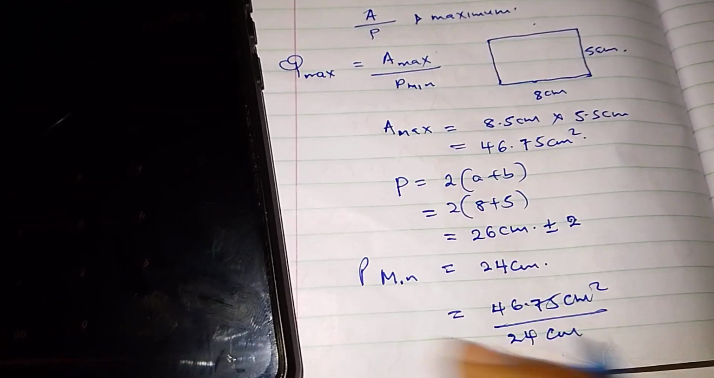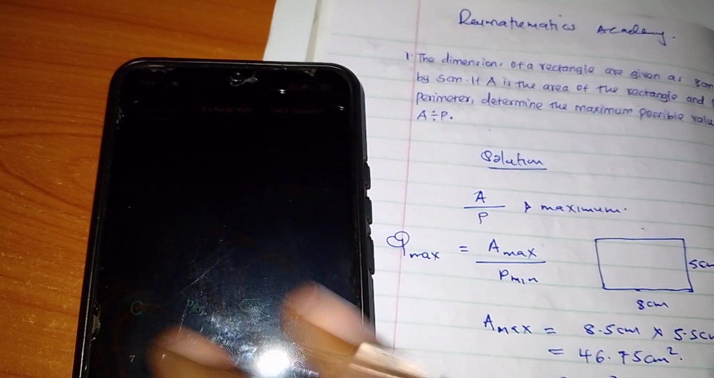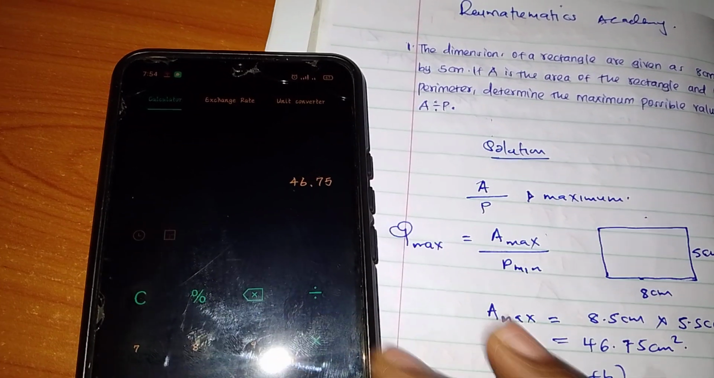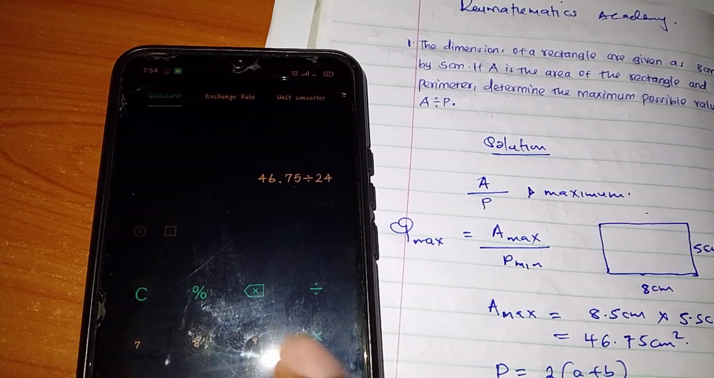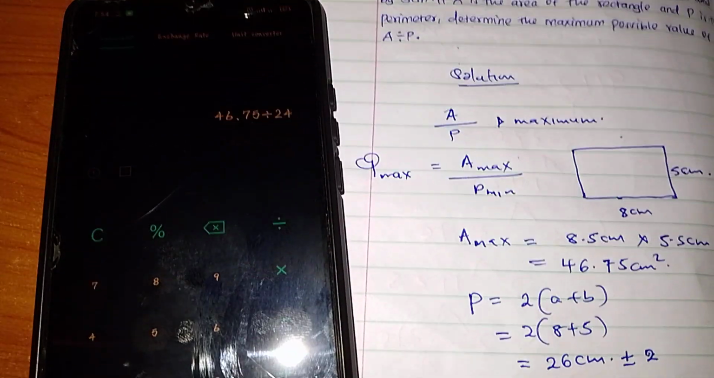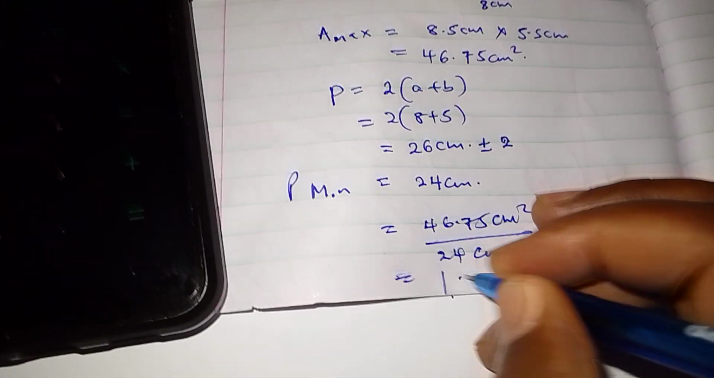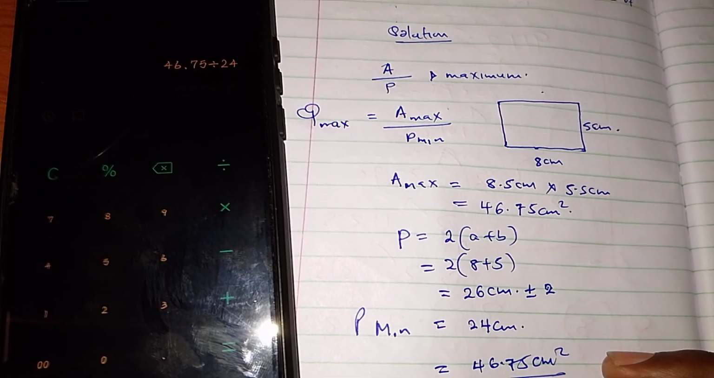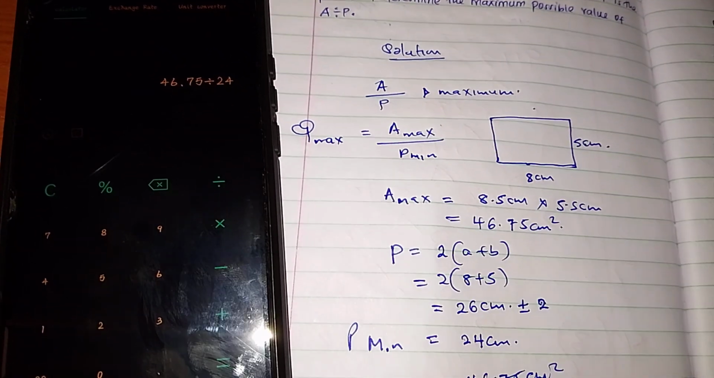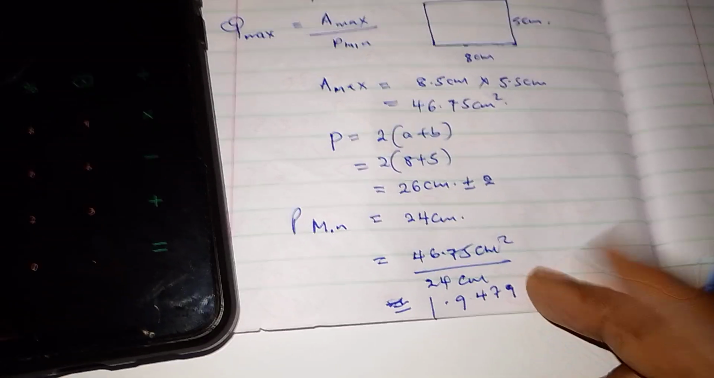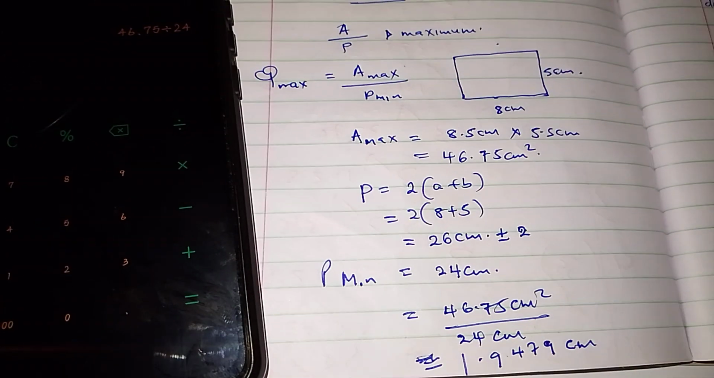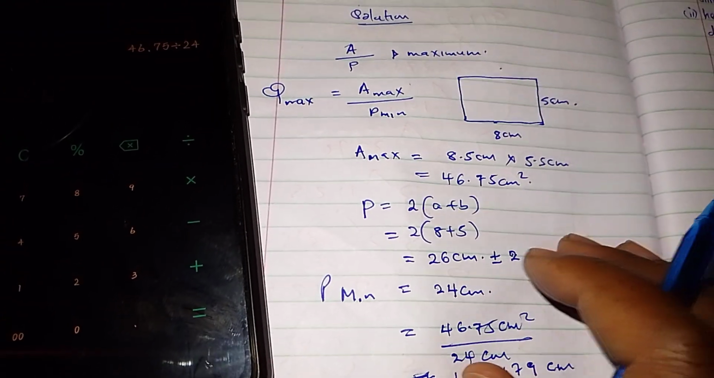So the quotient is nothing but, let's get now 46.75, we divide by 24, and that is going to give us something like 1.9479 approximately. So this is the quotient. That is going to be in centimeters, because the centimeters have to cancel here. We have 1 centimeter being left. That's how it is done.